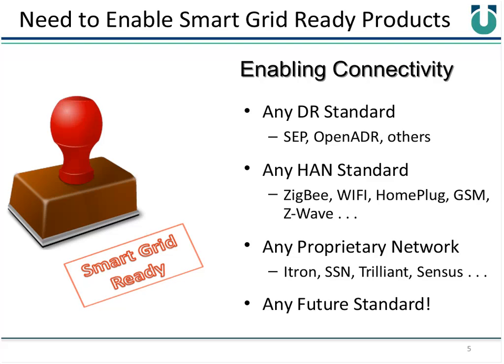In order to enable smart grid-ready products, we have to enable some level of connectivity, some level of commonality. We have to have a way of dealing with any demand response standard. We have to have a way of dealing with any home automation network standard. We have to have a way of dealing with proprietary networks, and we have to have a way of dealing with standards that don't yet exist. Basically, we have to enable connectivity between and among devices in a way that doesn't foreclose technology changes, doesn't require a truck roll for a technology change, and allows manufacturers to produce equipment that both innovates and appeals to customers.